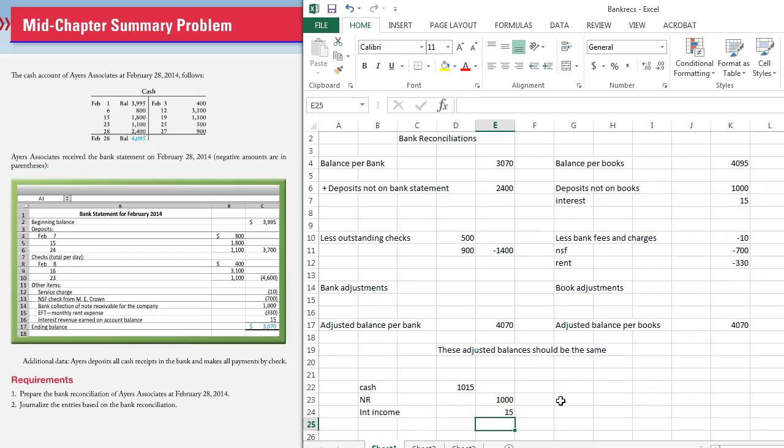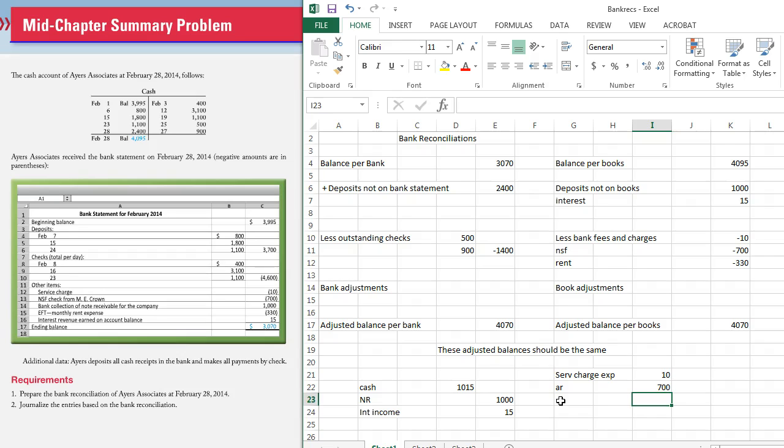And then we had a number of charges, a number of expenses. So these are all going to be credits to cash. So we had a service charge expense. Let's just call it service charge expense or bank fee expense, something like that. And we're going to debit $10 for that. We have NSF check. So our customer who we credited their accounts receivable is now going to have his accounts receivable set up again for $700.